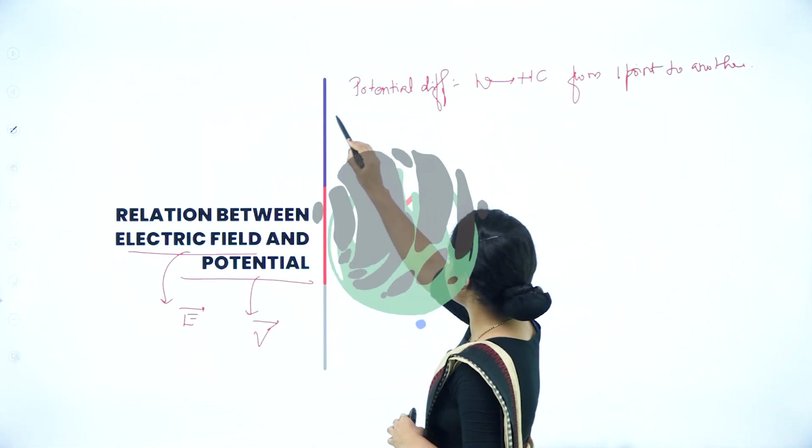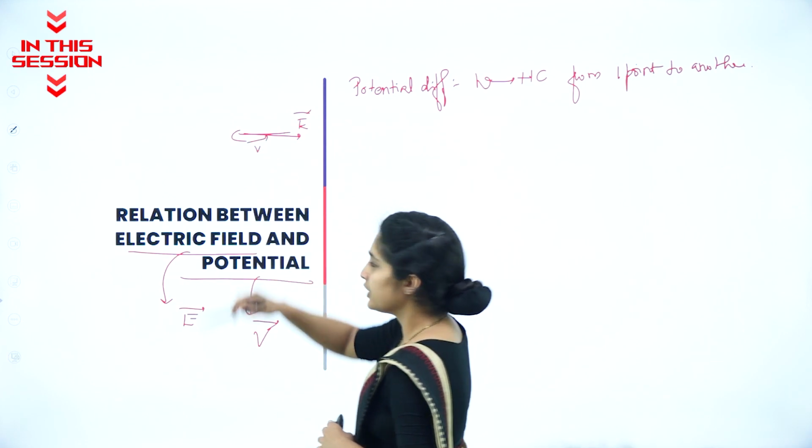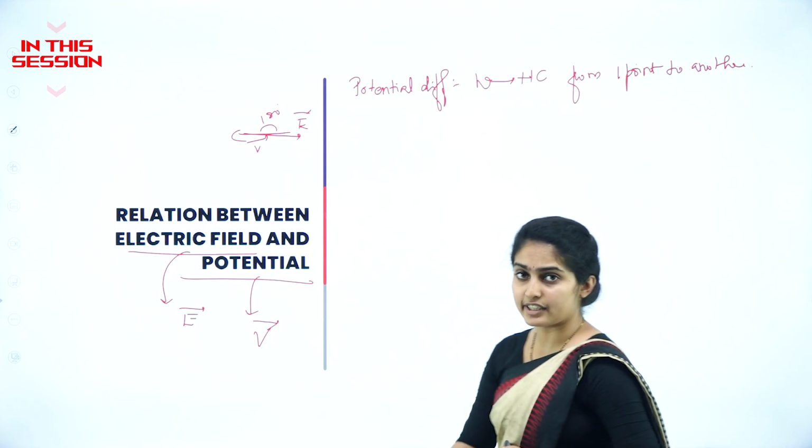If the electric field is in this manner, the direction of the potential will be opposite to it. So obviously it will have the angle of 180 degrees.